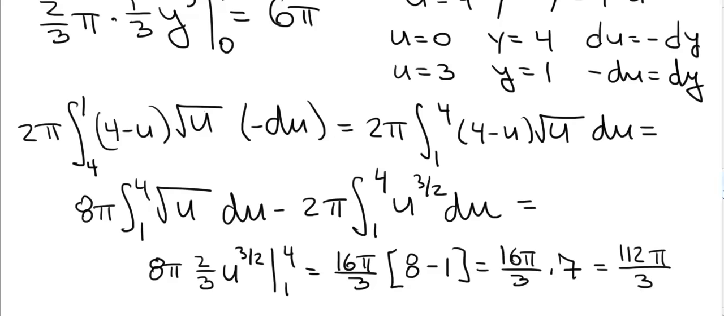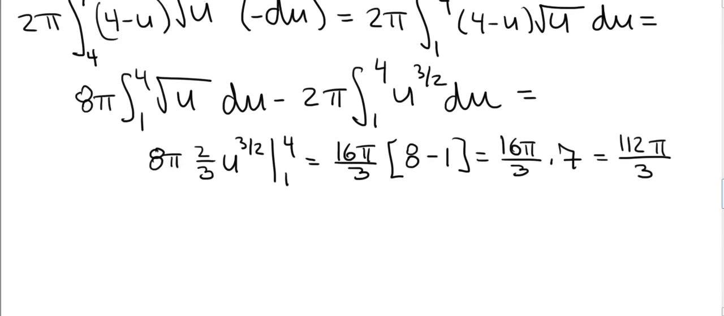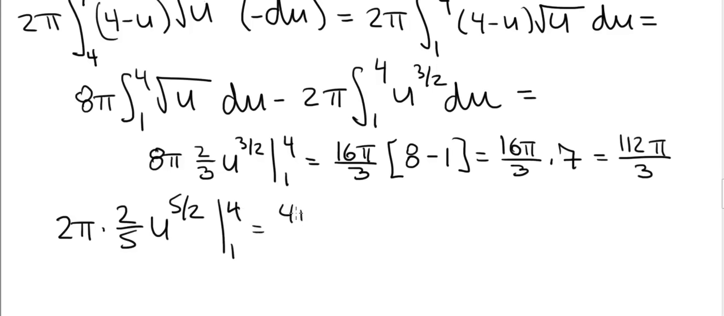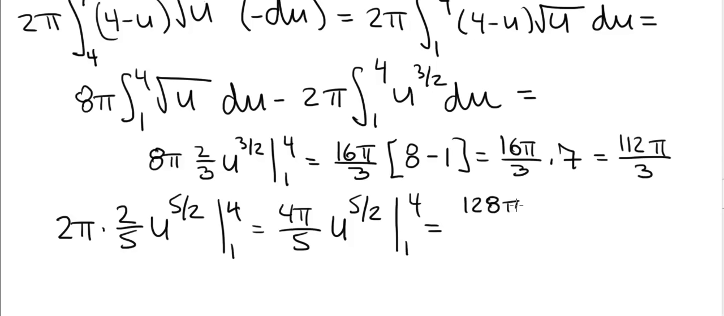In the next integral, we have 2 pi u to the 3/2, so this becomes 2 pi times 2/5 u to the 5/2 evaluated from 1 to 4. So that's 4 pi over 5 u to the 5/2 evaluated from 1 to 4. Plugging 4 in, we get 32. 32 times 4 is 128 pi over 5. And minus, plugging in 1, we get 4 pi over 5. So this is 124 pi divided by 5.